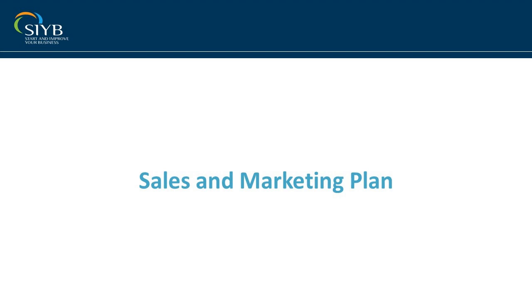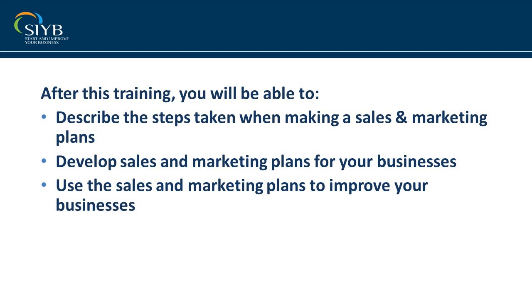We are going to do the module on how to do a marketing and sales plan. It's part of the Improve Your Business course. The sales and marketing plan is part of what you have to include in your overall business plan. The objective of this session is to describe the steps taken when making a sales and marketing plan. You are going to develop a sales plan for your business and also use a sales and marketing plan to improve your business.